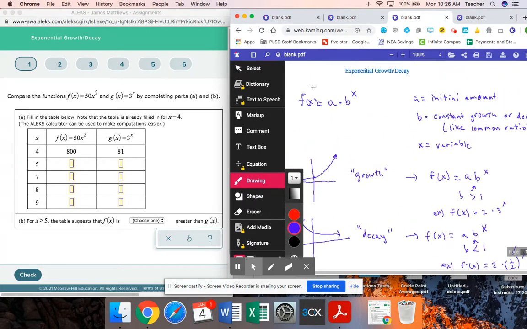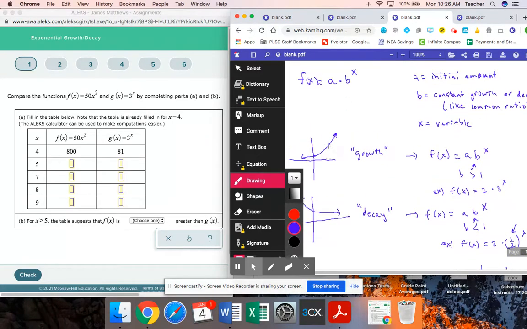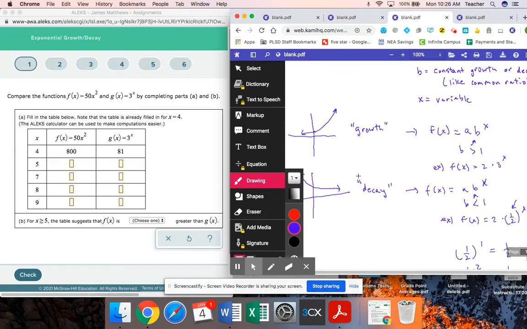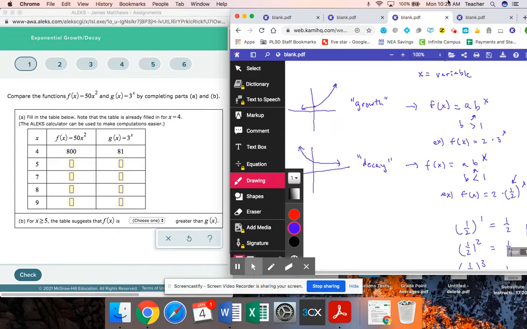It is considered an exponential growth if b is greater than 1, because your numbers will get bigger and your graph will start looking like that. It's considered an exponential decay if b is less than 1, because it'll start giving you smaller numbers.